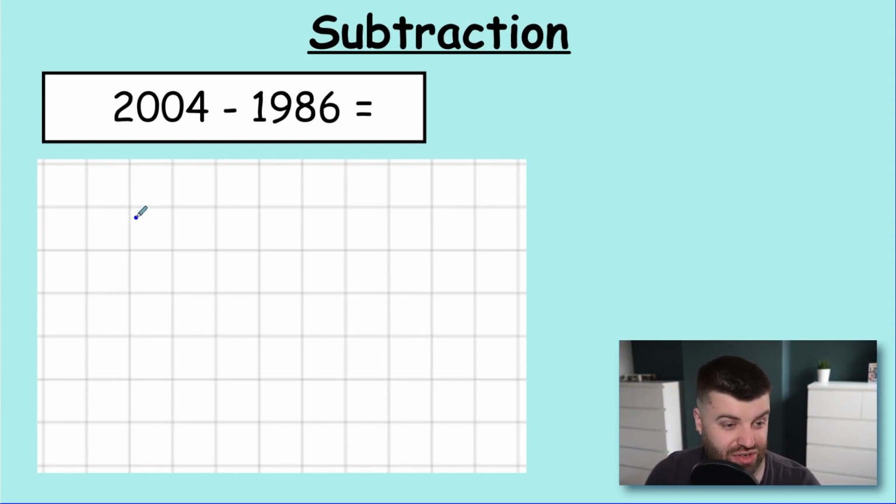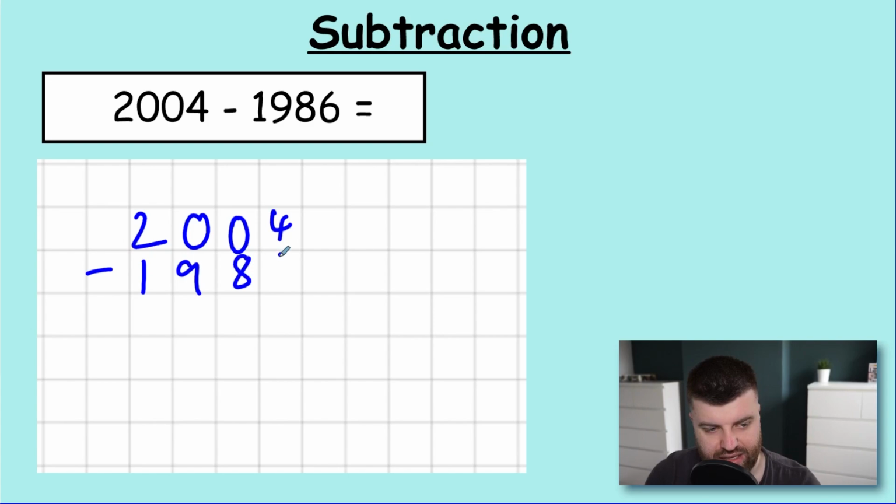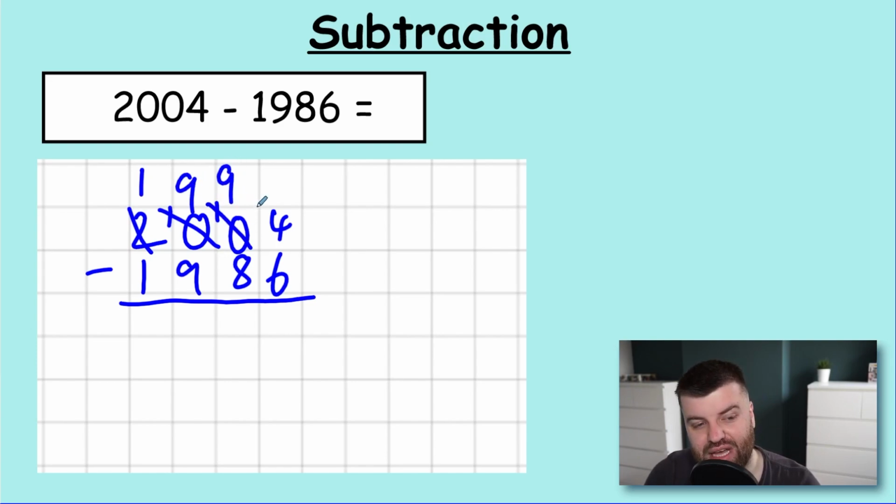So as I said, you could do this. 2004, subtract 1986. Now here's the problem. 4 take away 6 we can't do. We don't have any tens. We don't have any hundreds. We only have thousands. And as soon as we start to exchange past more than one column, it becomes messy. We become prone to mistakes.